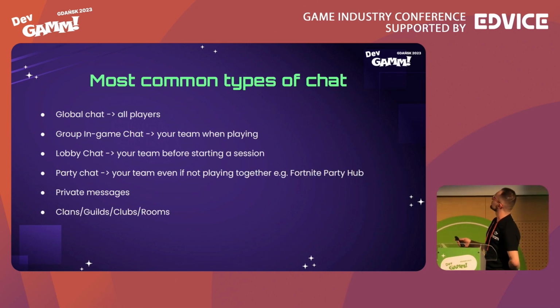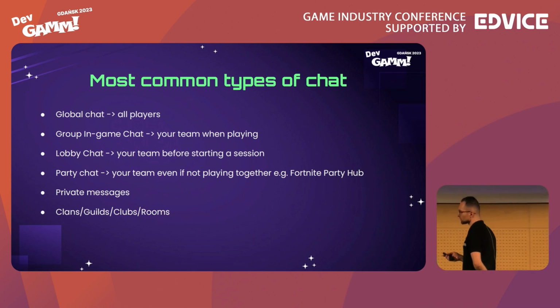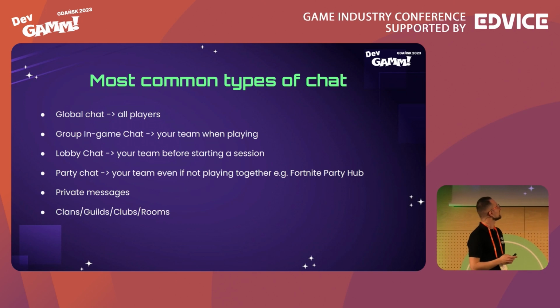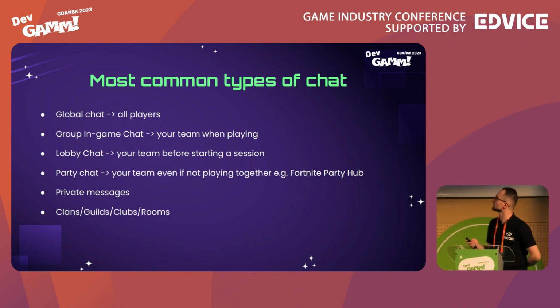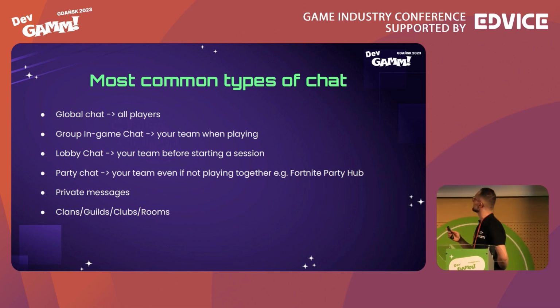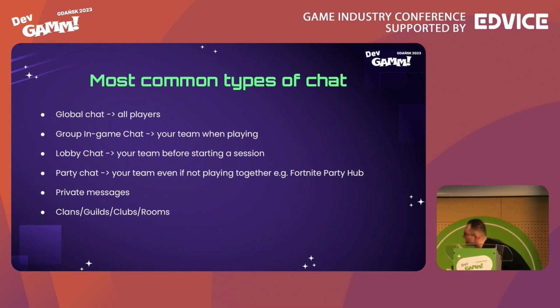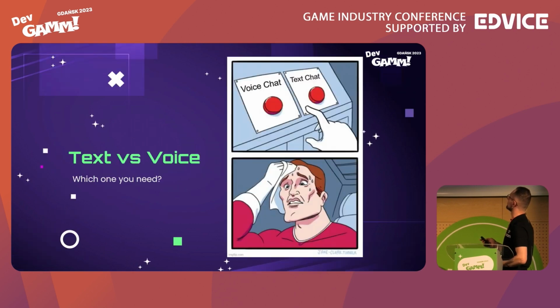So let's quickly glance over the most common types of chats. You can have them in all sorts of flavors. You can have global chats, group chats, lobby chats. The party chat concept was introduced by Fortnite. It is basically a concept that you get constantly connected to a group of your friends, regardless whether you're sharing the same game session or not. You can also organize your players in any sort of groups, like clans, guilds, any form of this social division of your community.